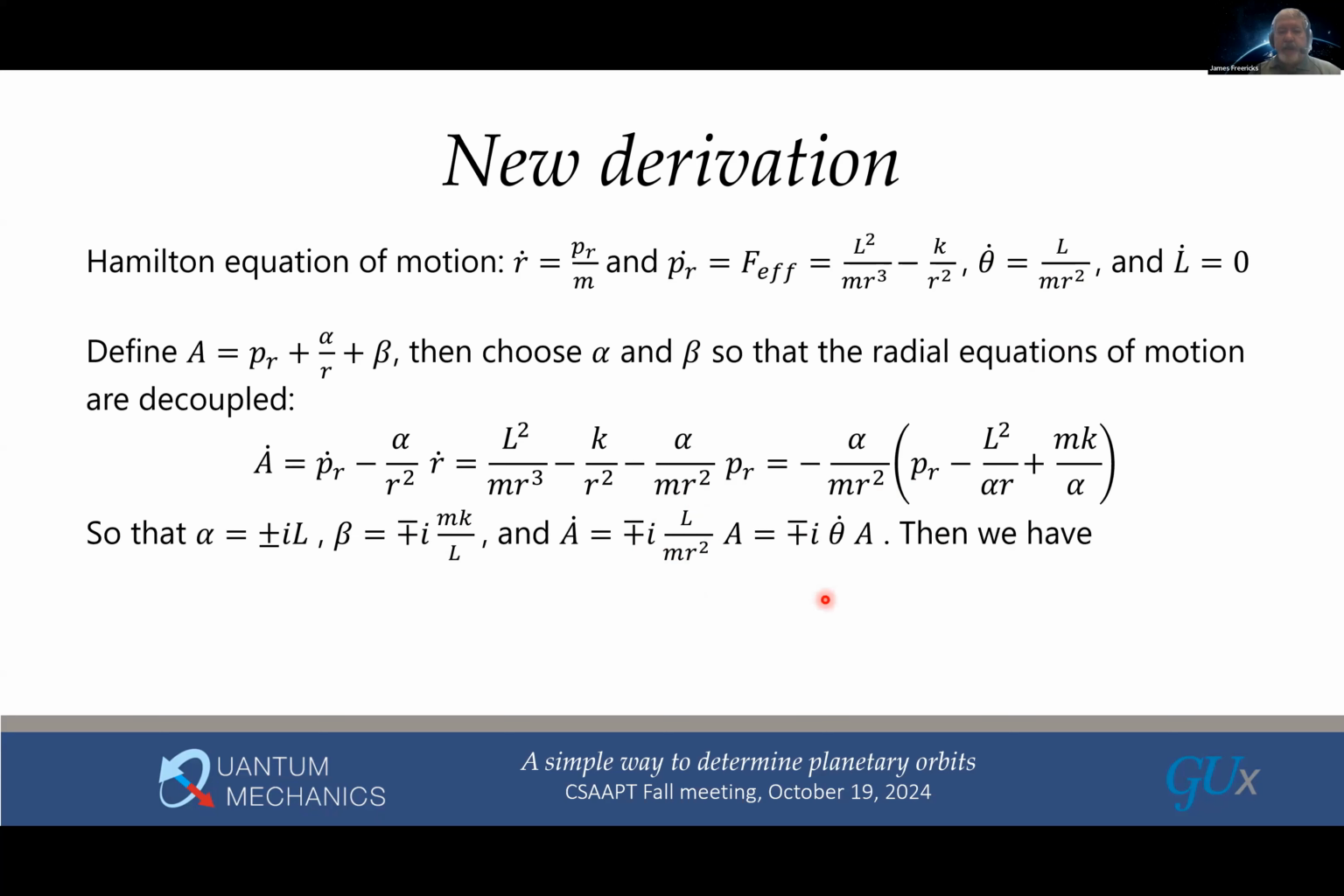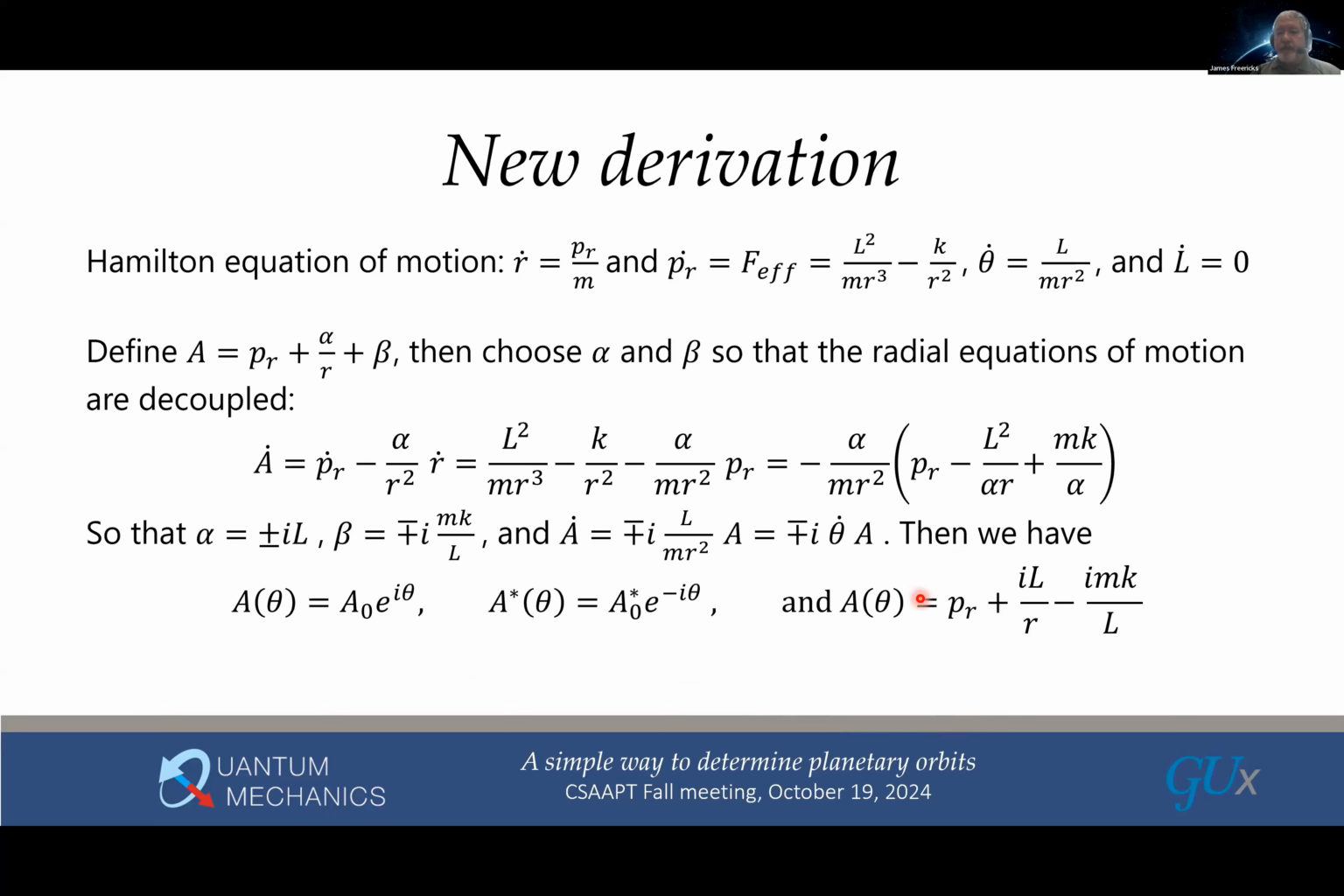Now, if you look at this, this is an incredibly simple equation. A dot is minus plus i theta dot A. It can be immediately integrated. The solution is A of theta is A0 e to the i theta. A star of theta is A0 star e to the minus i theta, where A of theta is just p_r plus iL over r minus i m k over L. You can think of theta as just the angle, or you can think of theta as some theta of t if we knew exactly what the theta of t dependence was. But you can see it's an incredibly simple solution.